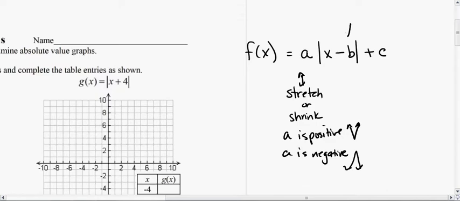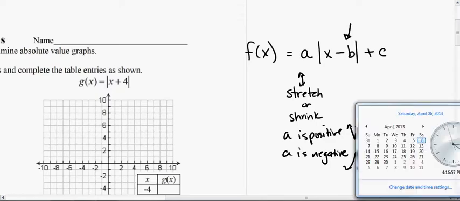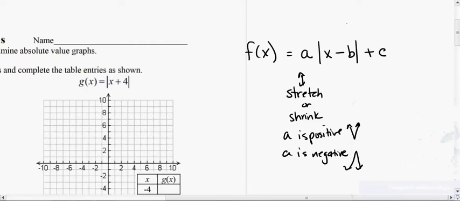The number inside the absolute value bars, which I have written here as a B, is in charge of moving the graph left and right. So the B moves the graph left and right. And if the B is negative, or if we're subtracting B, we're moving the graph to the right. And if we're adding B, we're moving the graph to the left. So it's the opposite of what you think.